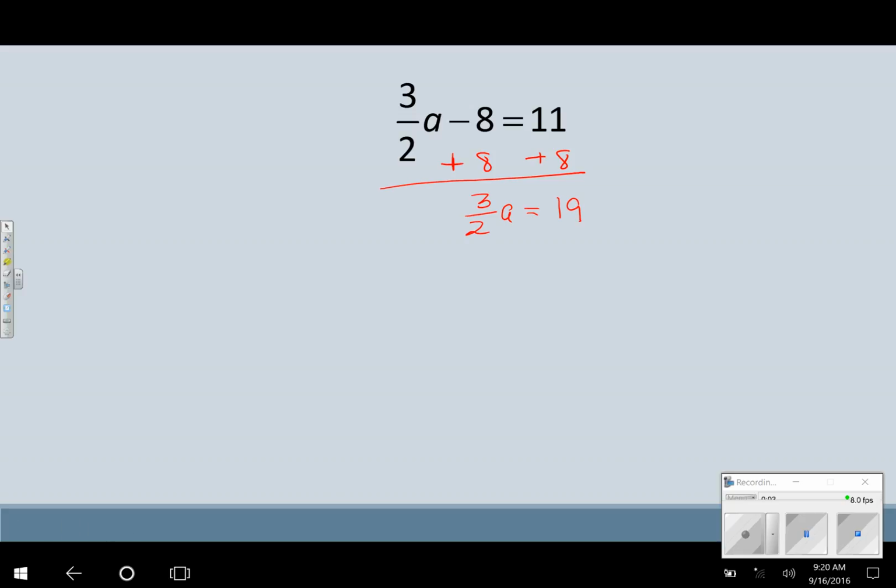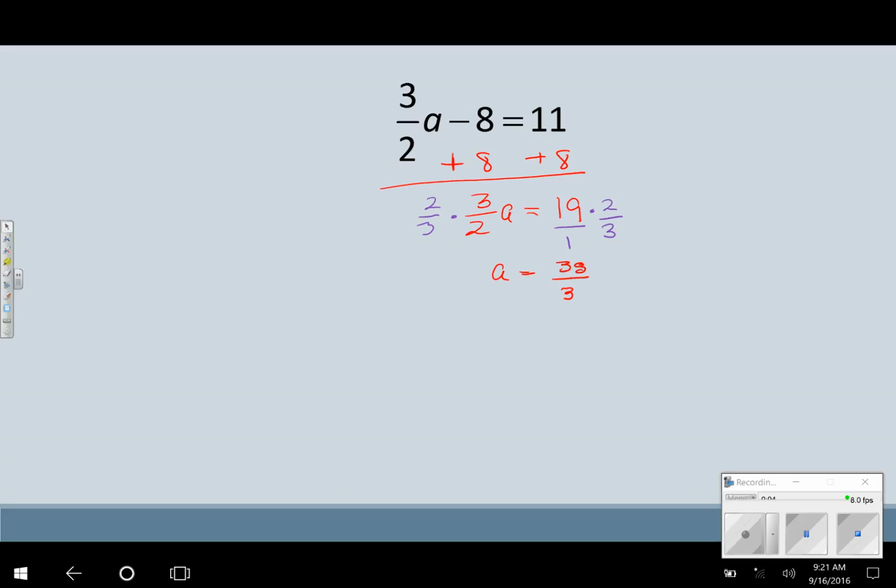I can first multiply by the reciprocal, and if I do that, I'm going to multiply by 2/3. And if I multiply by 2/3, remember I can write 19 as 19 over 1, and then I can either reduce, if there's any reducing to do, but there's not, so I just multiply across. 19 times 2 is 38, and then 1 times 3 is 3. So our answer is 38/3.